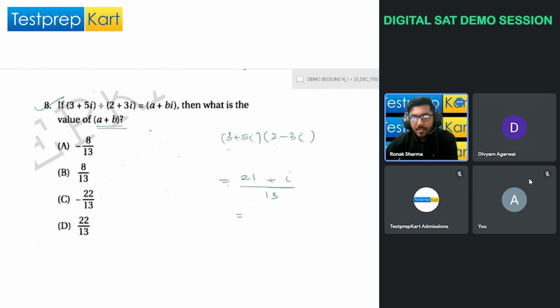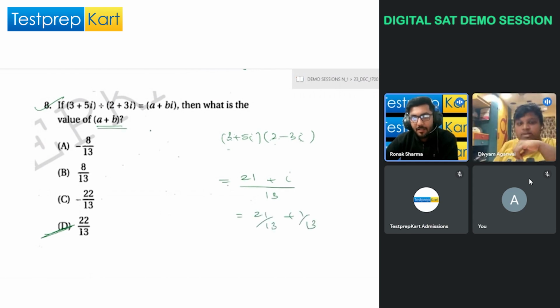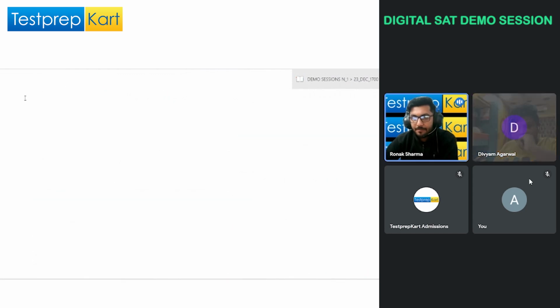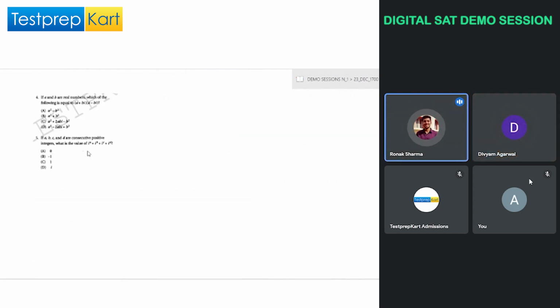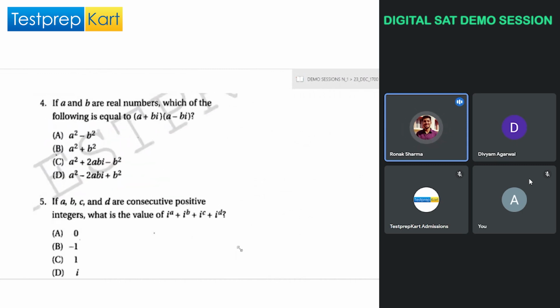So you are saying C or D? D. D is correct, because 21 by 13 plus 1 by 13 iota. So D is correct. Final two questions we've already discussed while covering the theory, so you can directly give me the answer.